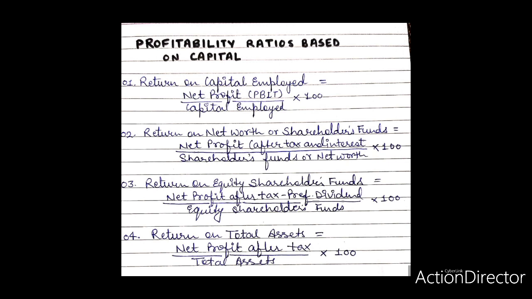Alternatively, it can be calculated as return on capital employed equals assets turnover multiplied by profit margin, or sales divided by total assets into net profit divided by sales multiplied by 100. Net profit means the profit earned by capital employed.